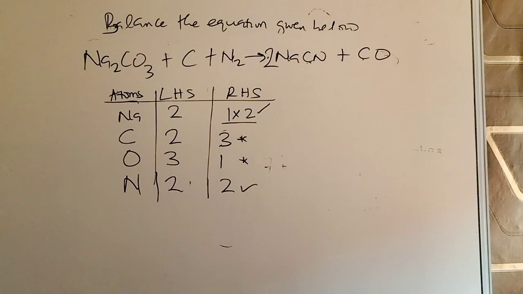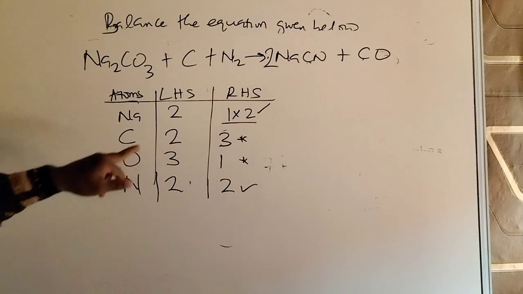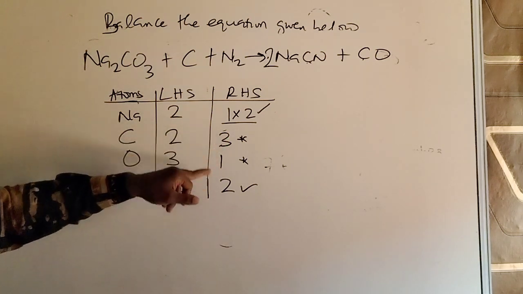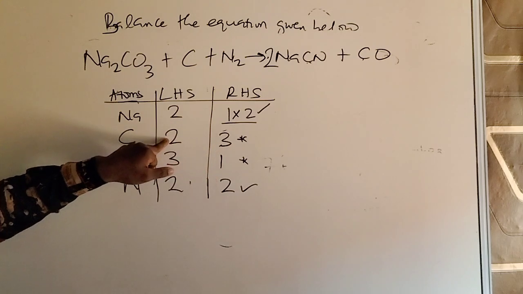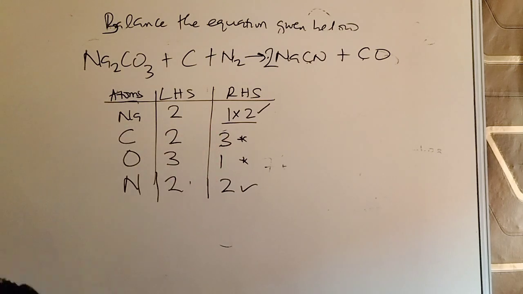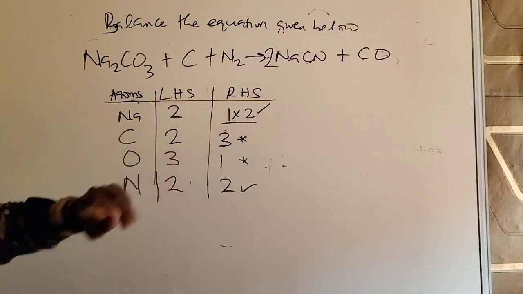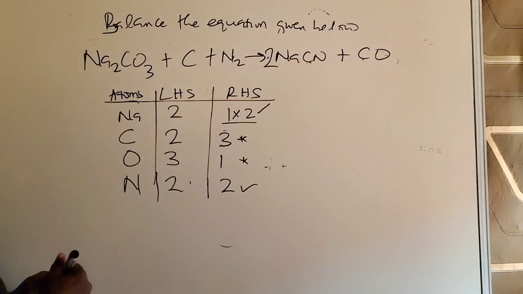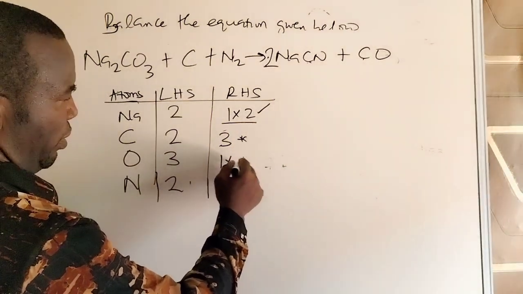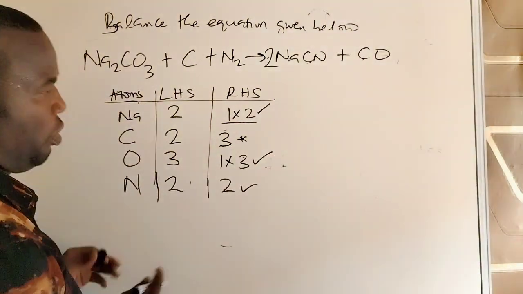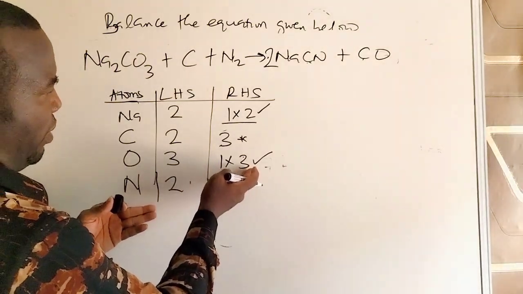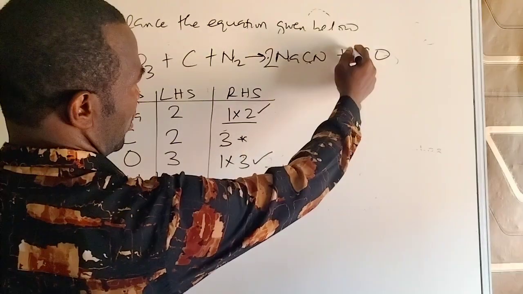Inspecting the equation thoroughly, you see that it's not easy to balance carbon because 2 is not a multiple of 3, or 3 is not divisible by 2. So no number can multiply to give us 3. You look at oxygen, a number can multiply 1 to give you 3, and that number is 3. So start with this one that is possible. Multiply this by 3. Good. And locate oxygen on the right hand side and put 3.